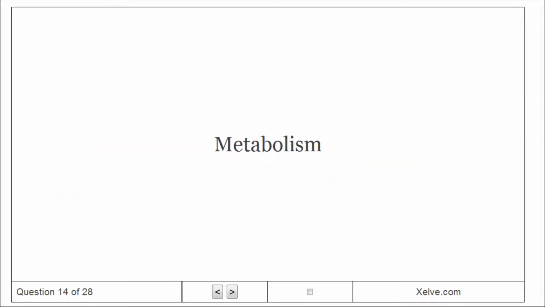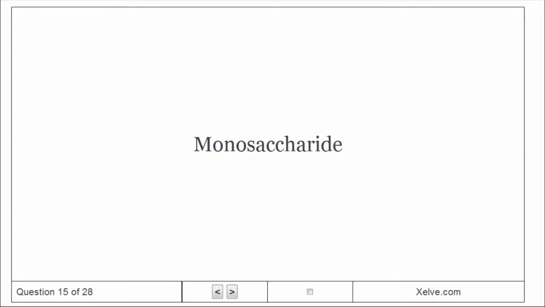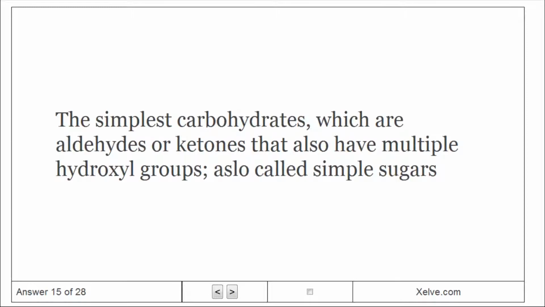Metabolism. The sum of the many chemical reactions that occur in living cells. Monosaccharide. The simplest carbohydrates, which are aldehydes or ketones that also have multiple hydroxyl groups, also called simple sugars.